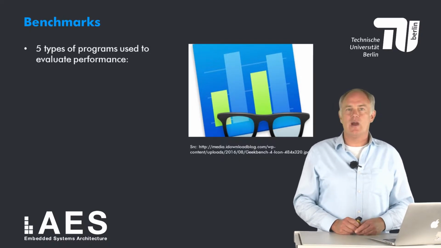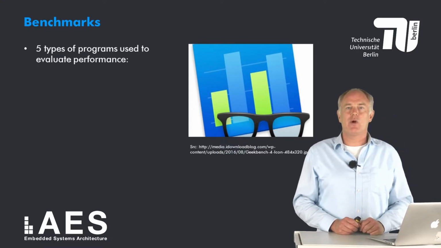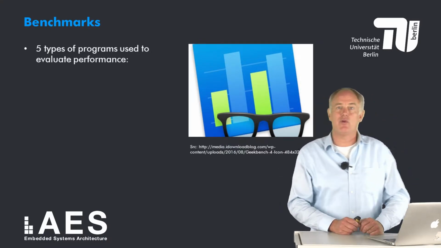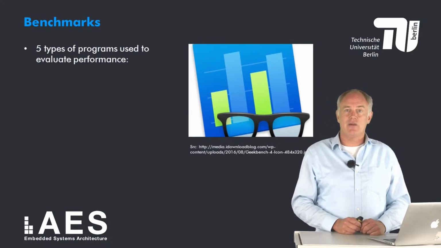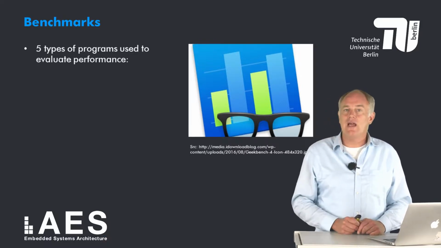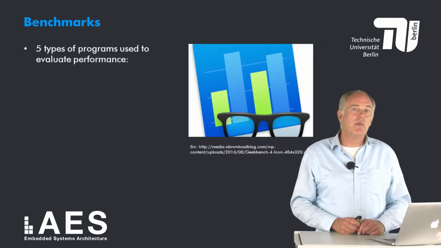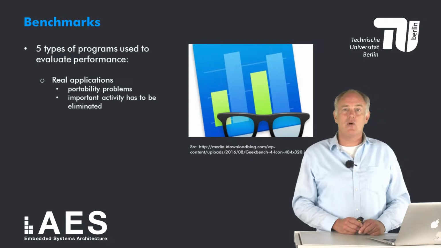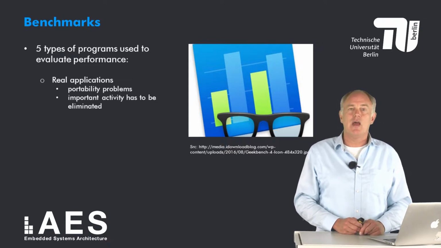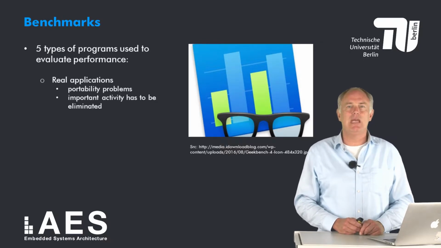What type of programs have been used to evaluate performance? Five types of programs have been used to evaluate performance. These are in decreasing order of accuracy. First, real applications. These might be considered the best, but real applications often encounter portability problems. As a result, very often some important activity has to be eliminated.